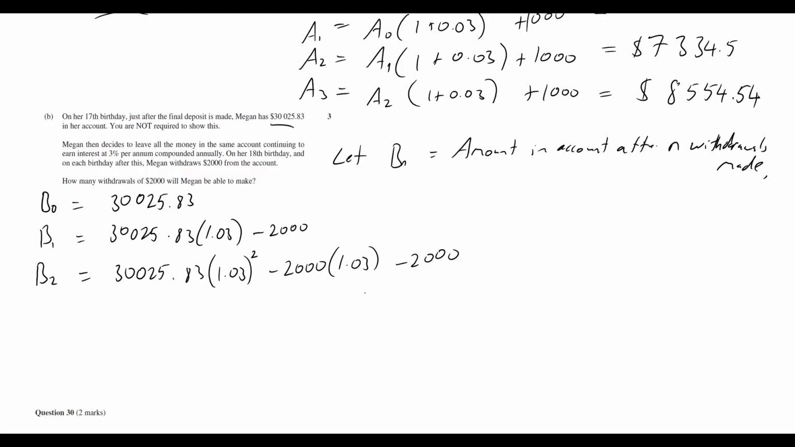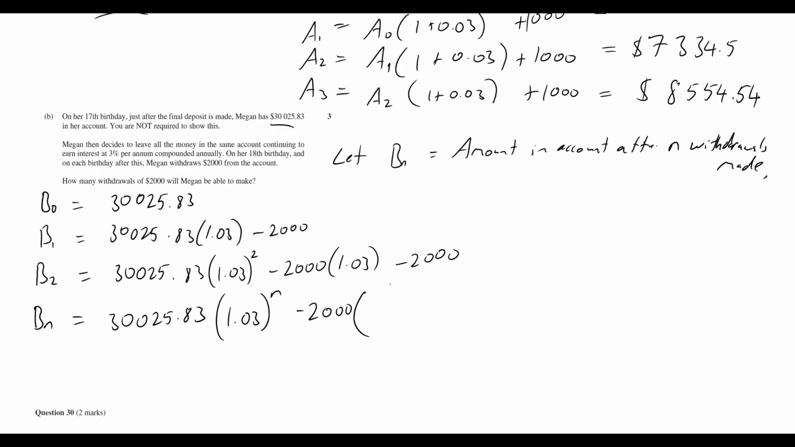And so what we see is we start to get a pattern to this, and so we can make a general formula for our B sub n, which will now be equal to 30,025.83 times 1.03 to the power of n minus 2,000. And what we see going on here, 2,000 times 1.03 minus 2,000, and you can guess that it will keep increasing in powers every single year, is that this is actually just a geometric progression, where the rate will be 1.03, and the initial amount is just going to be minus 2,000 there.